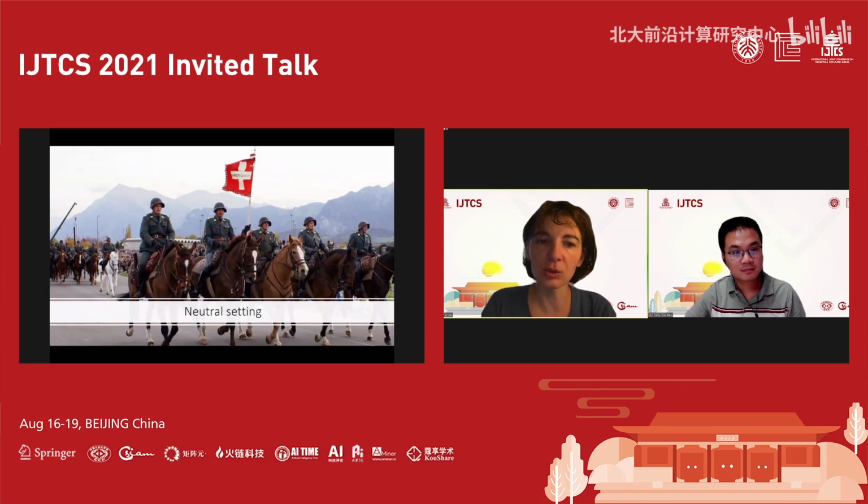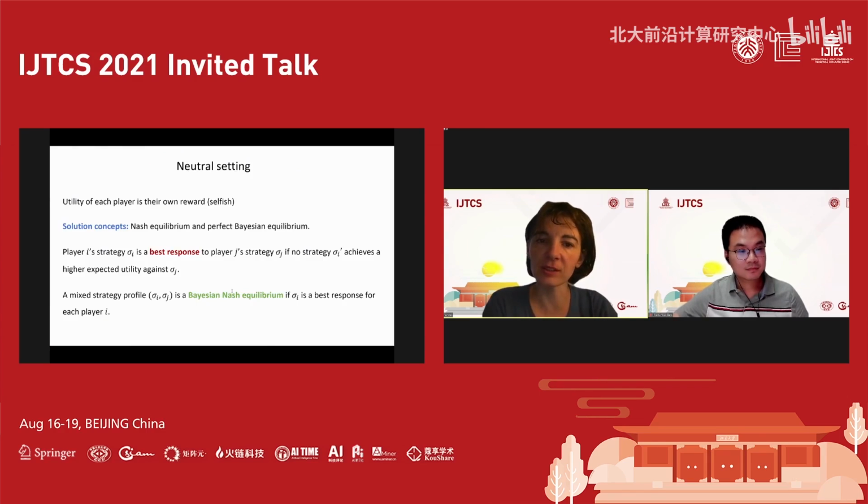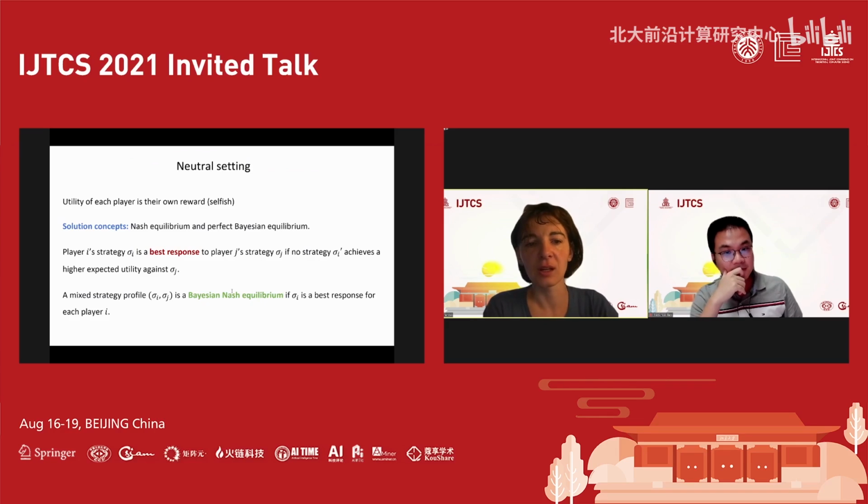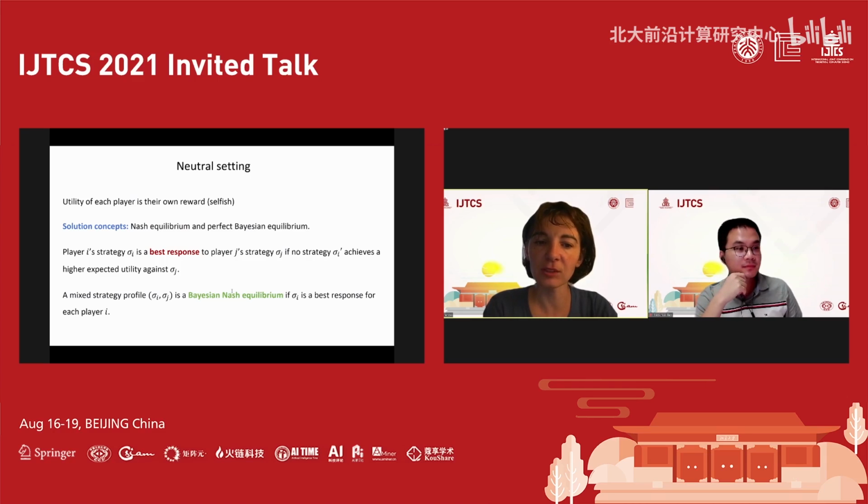And then in the neutral setting, the utility of each player is their own reward. And the solution concepts that are relevant will be Nash equilibrium and perfect Bayesian equilibrium. So to briefly define that, player I's strategy sigma I is the best response to player J's strategy sigma J, if no strategy sigma I prime achieves a higher expected utility against sigma J. And a mixed strategy profile sigma I, sigma J is a Bayesian Nash equilibrium if sigma I is the best response for each player I.